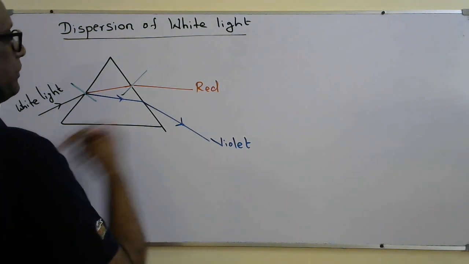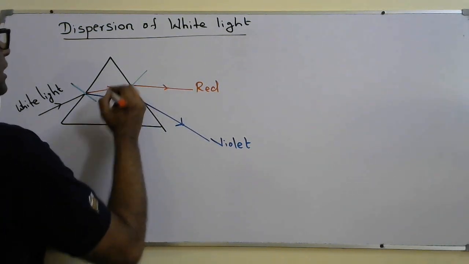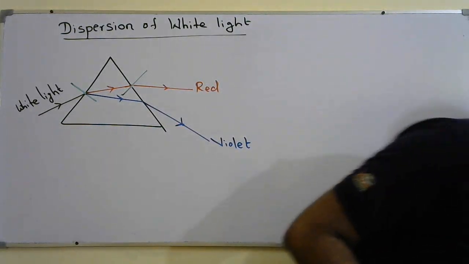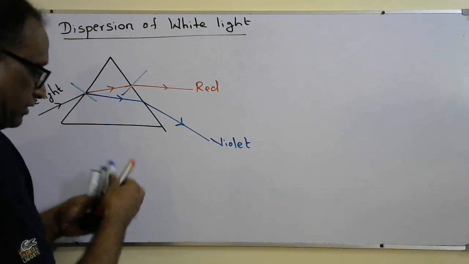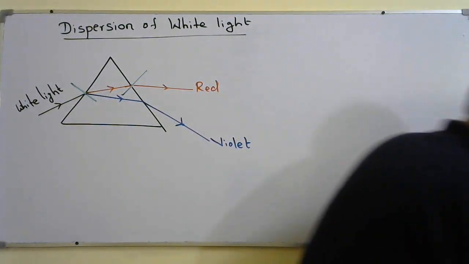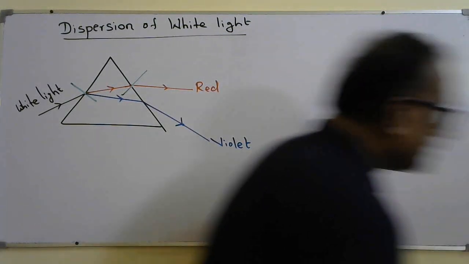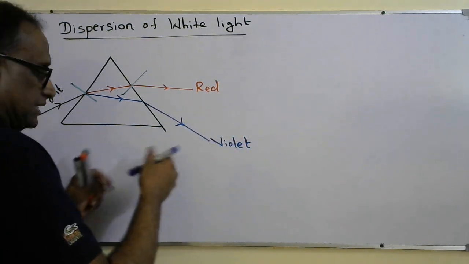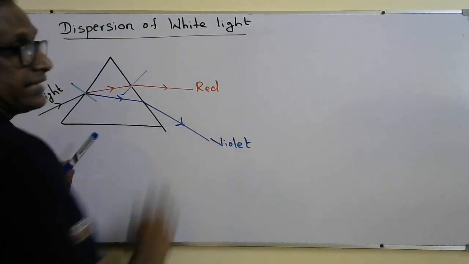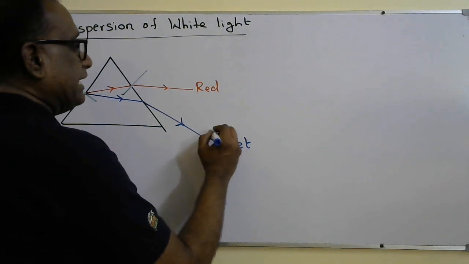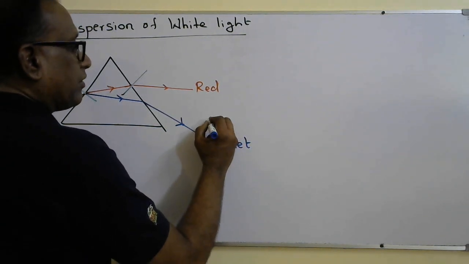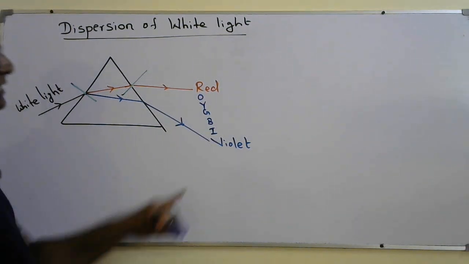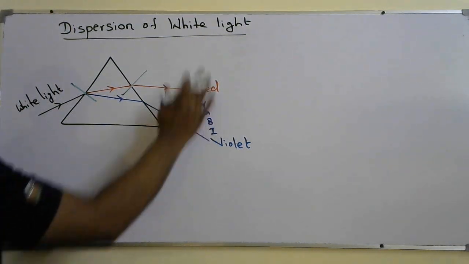So the red color will be here, violet will be there. All of the color lights, VIBGYOR: violet, this is indigo, yeah, violet. This is red. So all of the colors will fall between violet and red. All these colors will be between violet and red.